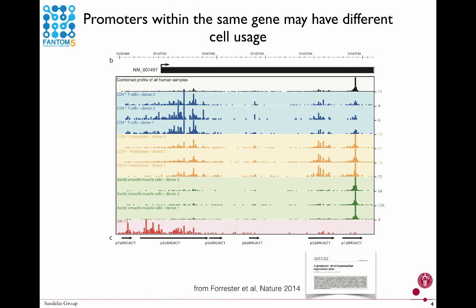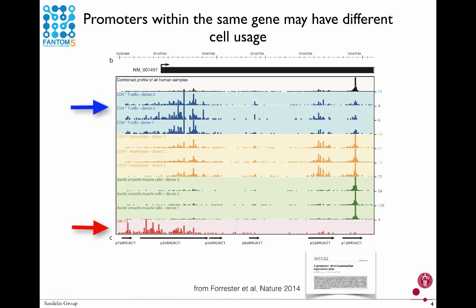Here we see an example of CAGE analysis around the annotated start site of the GALT1 gene. Each bar plot shows the CAGE tag intensity for every nucleotide for a set of cells: T cells, monocytes, aortic smooth muscle cells, and SW13 cells. Here we see that there are at least two different larger start site clusters which have different cell usage preferences.